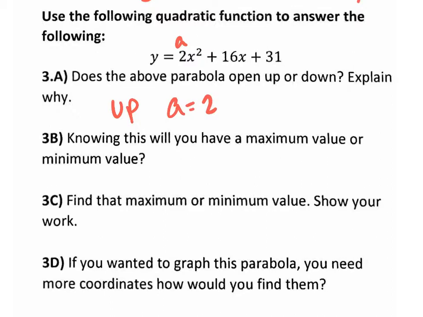Perfect. 3b. Knowing that your parabola opens up, will you have a maximum value or a minimum value? It's going to be a lower one. What does that mean? A minimum, right? If it opens up, that means from left to right, you're way up here, going down, going down, going down, and then it reaches a minimum value and continues to go up. So it's a minimum value if it opens up. So this guy is minimum.